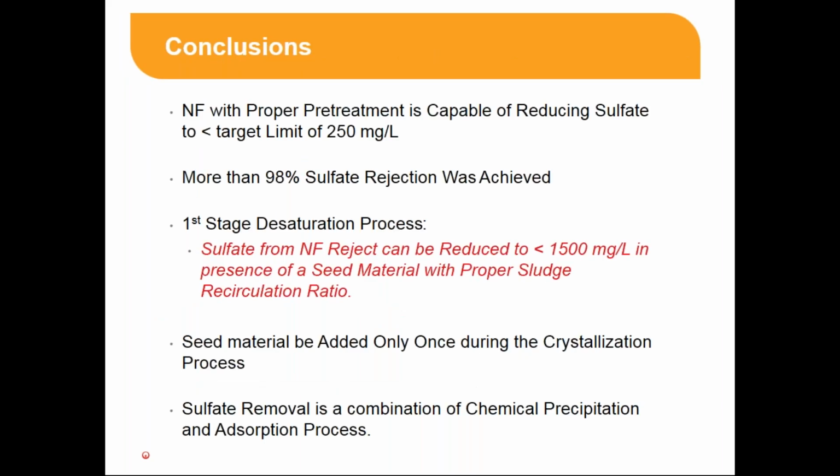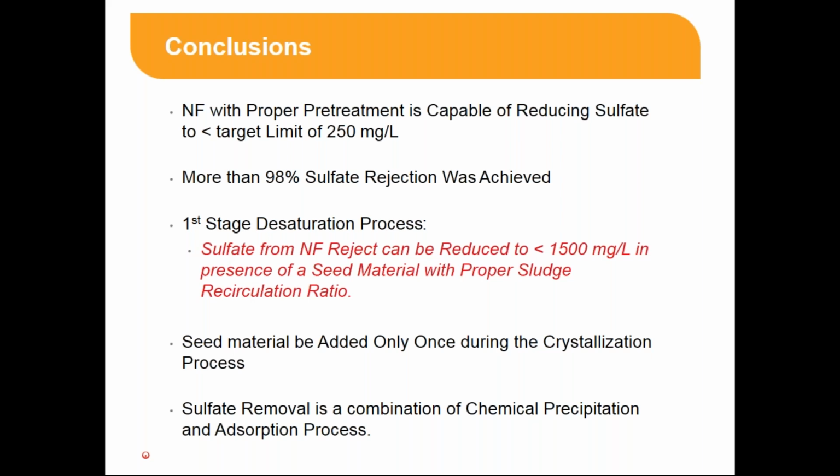So in conclusion, or summary, NF, nanofiltration, with a proper pretreatment should be able to reduce your sulfates to less than 250 milligram per liter. I would say less than 100 milligram per liter. Your NF should be able to reject almost all divalent and trivalent cations and anions, and you should be able to get sulfates down to less than 100 milligram per liter. And we saw in our pilot study the rejection rate was almost or greater than 98%. The first stage desaturation process reduced our sulfates to 1500 to 2000 milligram per liter.